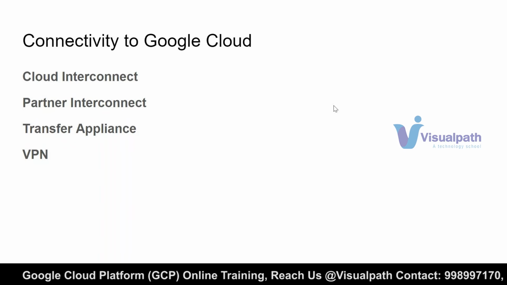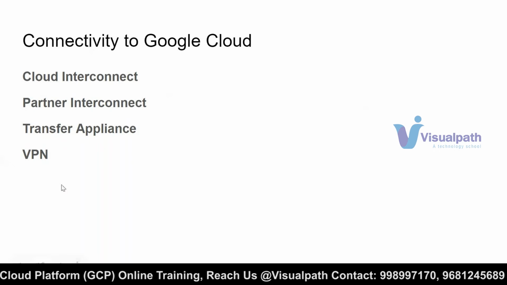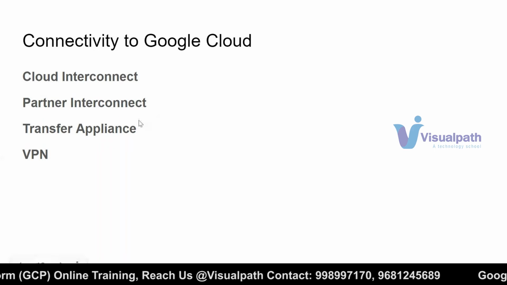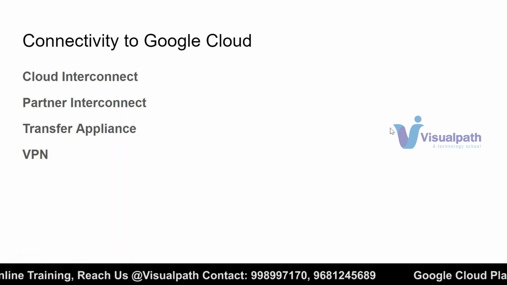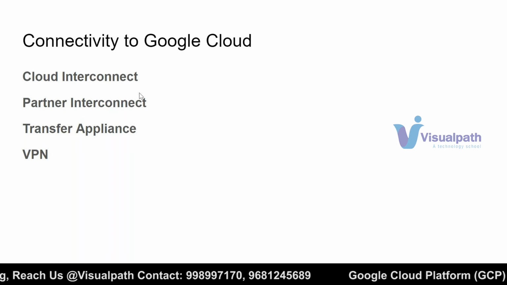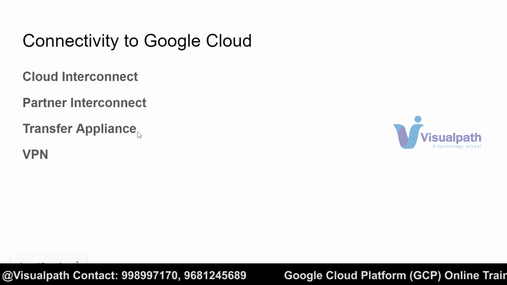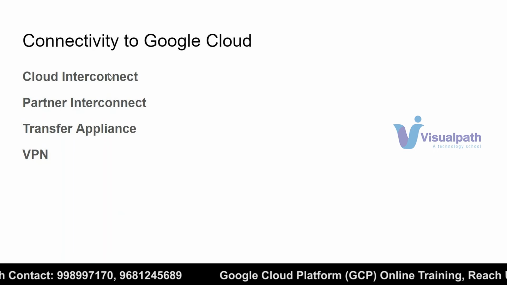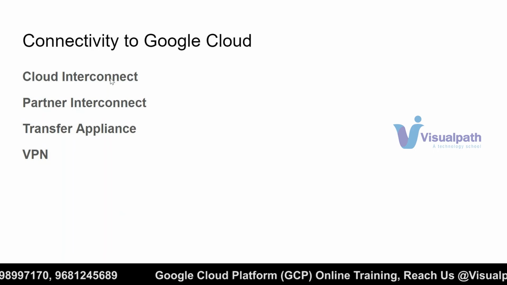Let's say you have an on-premise data center, and there is a Google Cloud data center also, right? You want to migrate your on-premise data to Google Cloud. How are you going to get connectivity between your on-premise and Google Cloud? We have these options: Cloud Interconnect, Partner Interconnect, Transfer Appliance, and VPN. These two, if you compare with AWS, are like your Direct Connect. I think Direct Connect is the name in AWS. Yeah, exactly, Direct Connect.